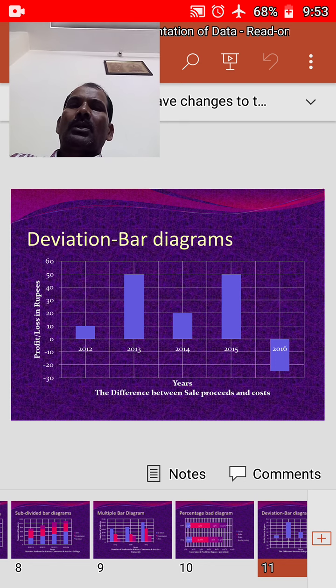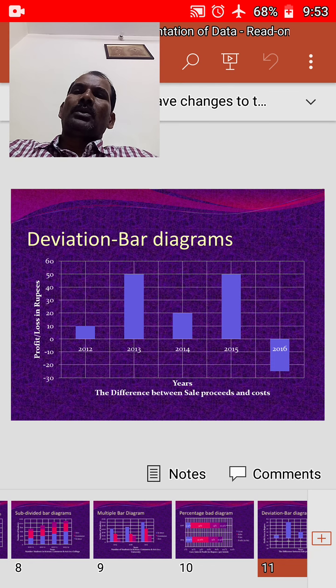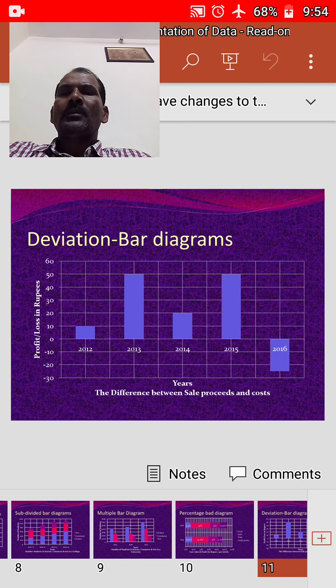Deviation bar diagrams are used to represent the net deviation in the different values of the data, such as net profit, net loss, net exports or imports, that is the balance of trade. While positive values are shown above the base, negative values are shown below the base. We will take one example.